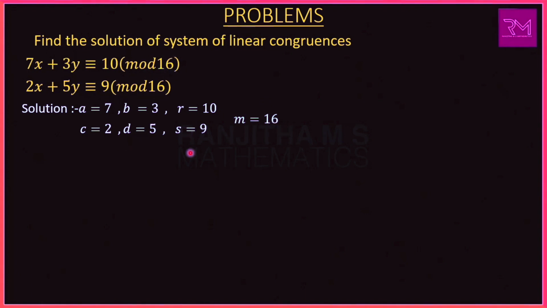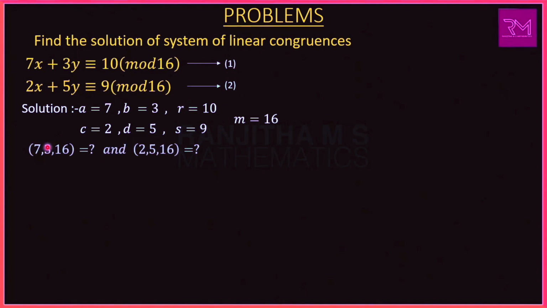Here this is a very important step. First you have to take the a, b, r values, c, d, s values and also the m value from the given problem. Next step, you have to take the given two equations and call the first congruence as equation 1 and the second congruence as equation number 2.